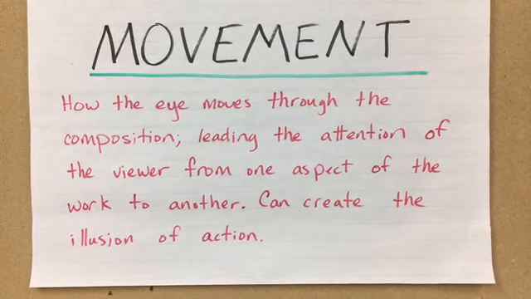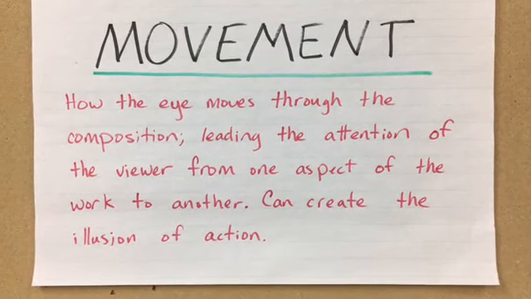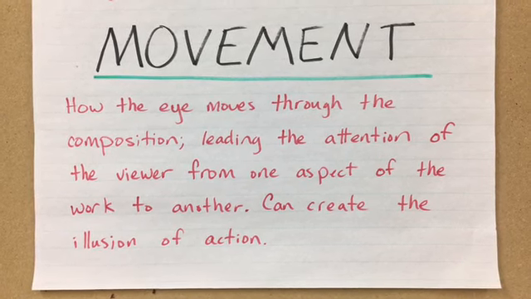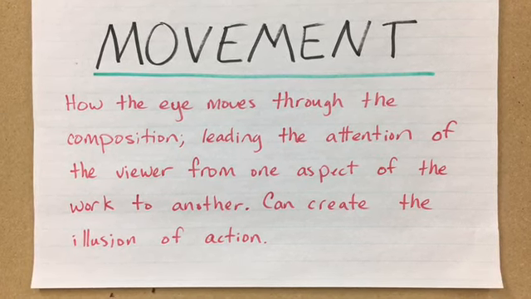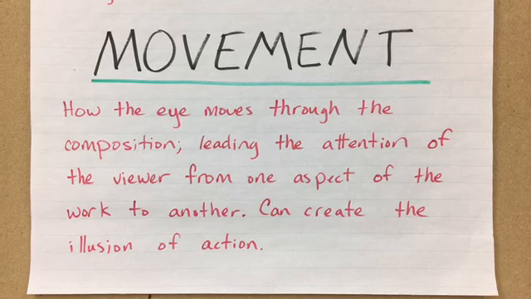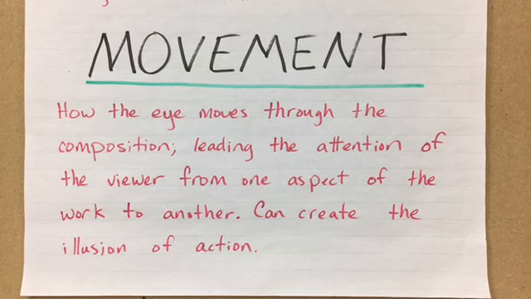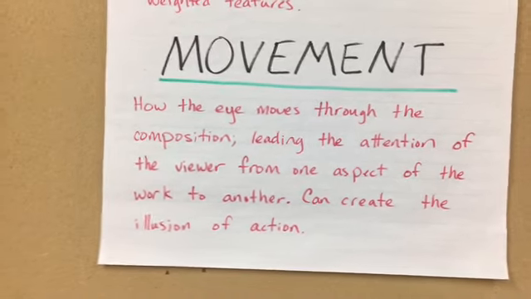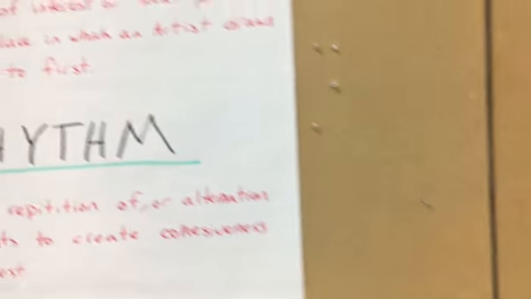Movement is the principle of design that shows how your eye moves through the composition. The composition is your work of art, and it's leading the attention of the viewer from one aspect of the work to another. It can also create the illusion of action. So our girl's hair has a lot of movement, a lot of action all around the page.